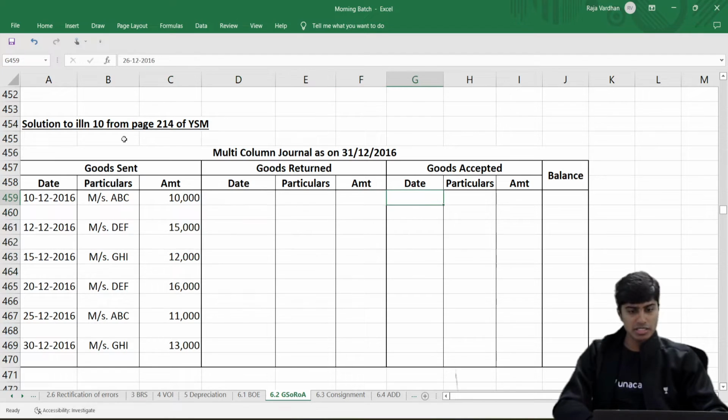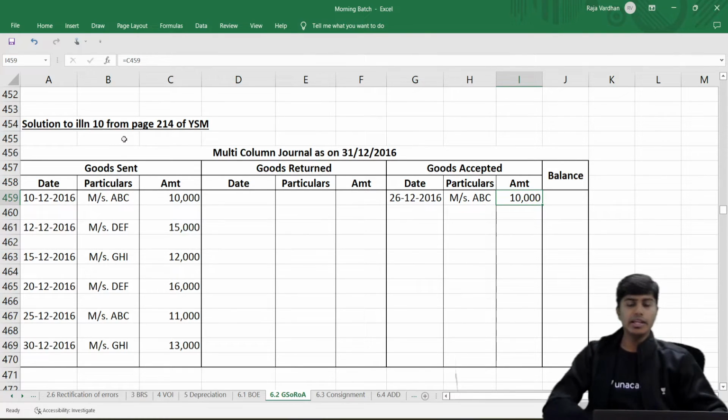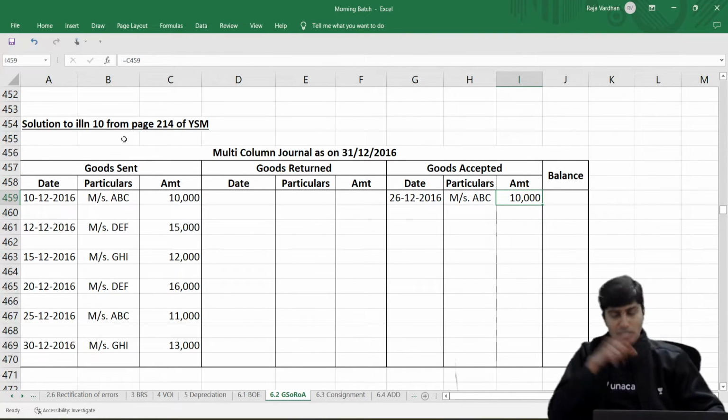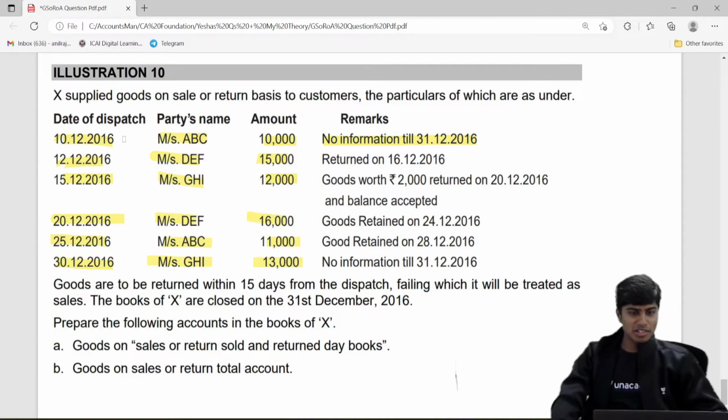This is for Messrs ABC. On 26th, it will be recorded as accepted. Why? No information is there till the year end, 31st December. So 15 days after 10th of December is 26th of December. We'll assume it to be sold. Got it? What do we have after that?